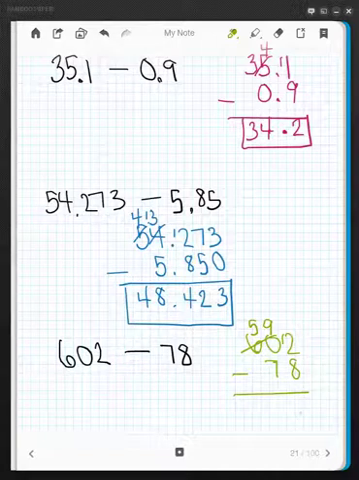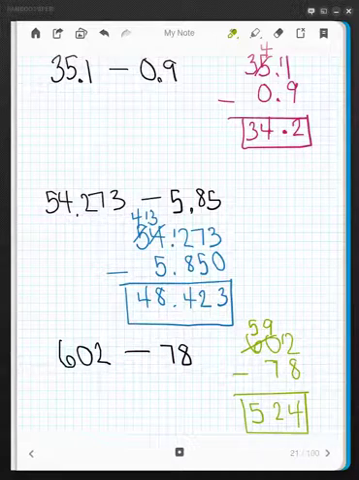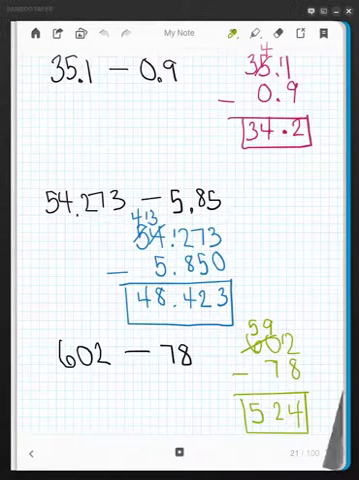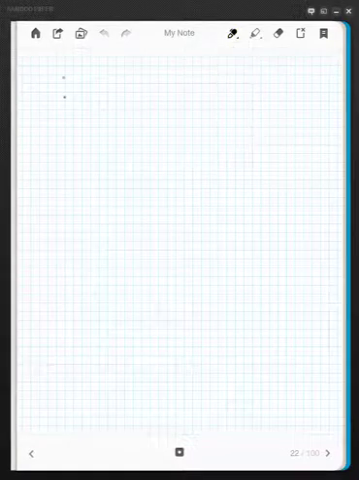And now 12 minus 8 is 4. And 9 minus 7 is 2. And 5 minus 0 is 5. And there's our difference. So that's what happens when there's a 0, when you have to borrow through, so to speak. All right, now a couple of problems for you to try on your own.